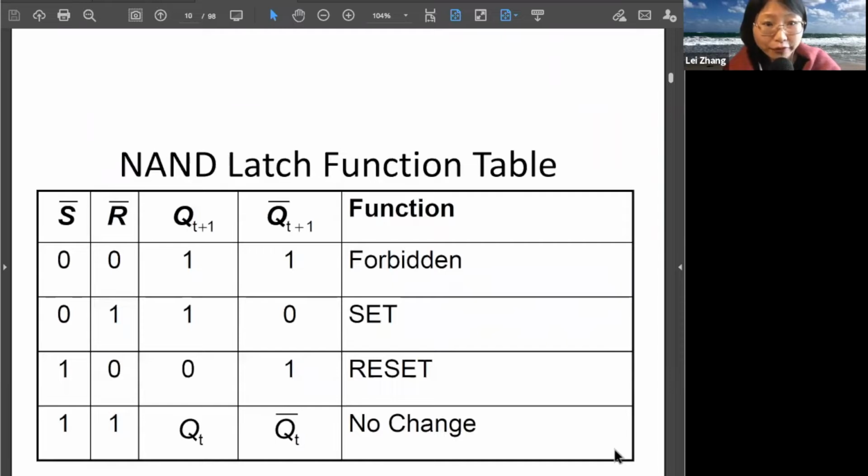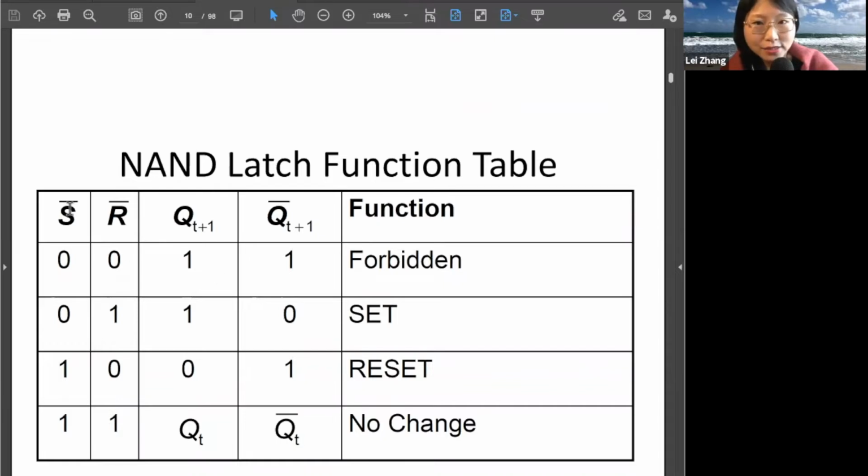The truth table for the NAND latch function: we can see this NAND latch has the active low input. So when they are both zero, it is forbidden. It's forbidden because both zero means we both set the output and reset the output, so there is a competition. Which one is it going to be? That shouldn't happen, unless it's an error or a mistake. So this function is forbidden.